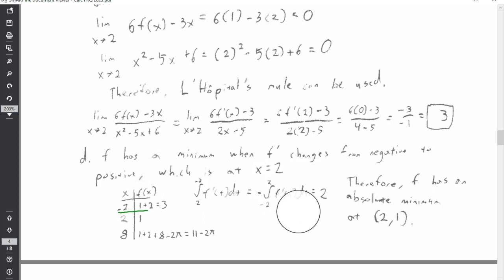But whichever way you think about it, we're looking for the absolute minimum, and the smallest one of those 3 choices is 1. So therefore, the absolute minimum is at 2, 1. It was indeed at the critical point that we found.